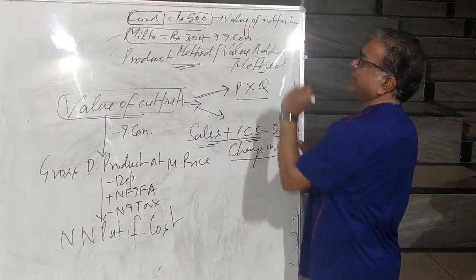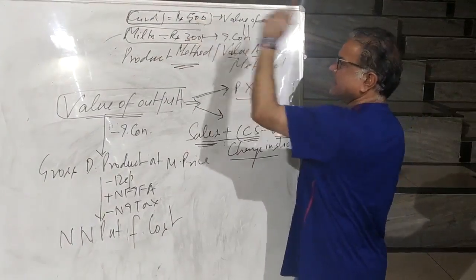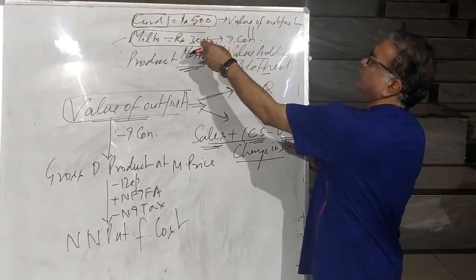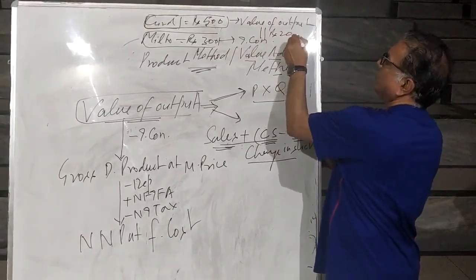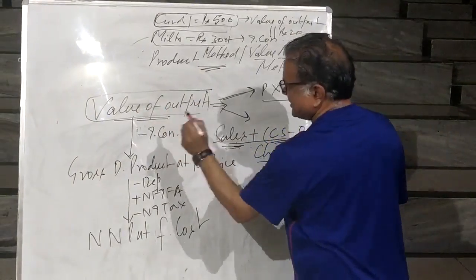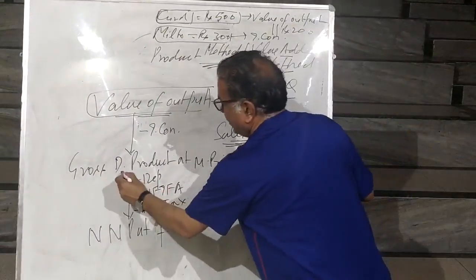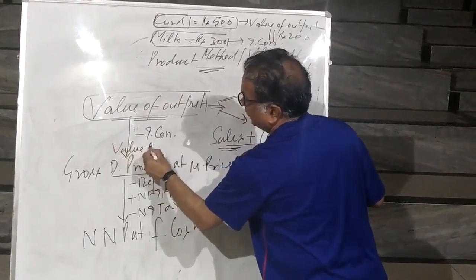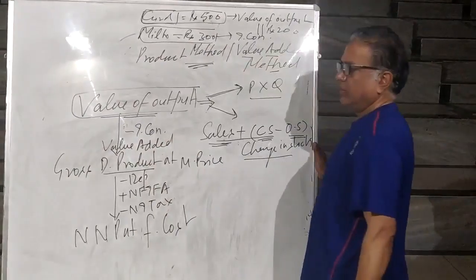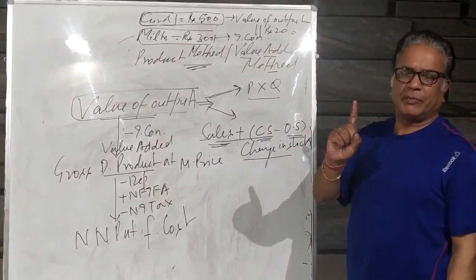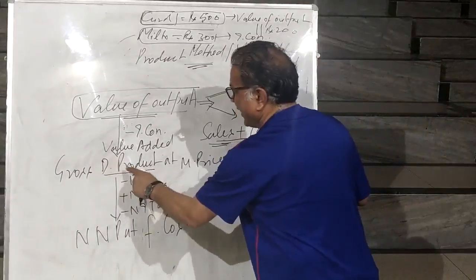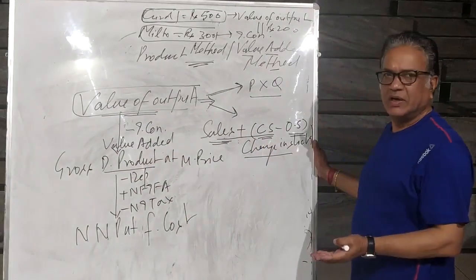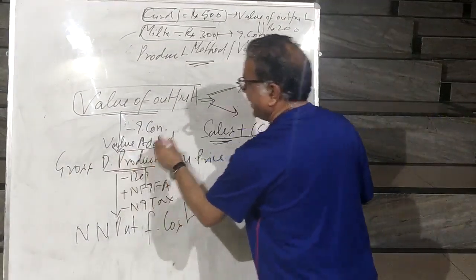Now, how much value is added by him? He purchased milk of rupees 300, converted it into curd, and how much value is added by him? Rupees 200. So when we do value of output minus intermediate consumption, that is also called value added. So in place of domestic product, you can use the word value added. So don't get confused during the board exams. If you are asked to calculate gross value added at market price, it means the same as gross domestic product at market price. There is no difference between domestic product and value added.